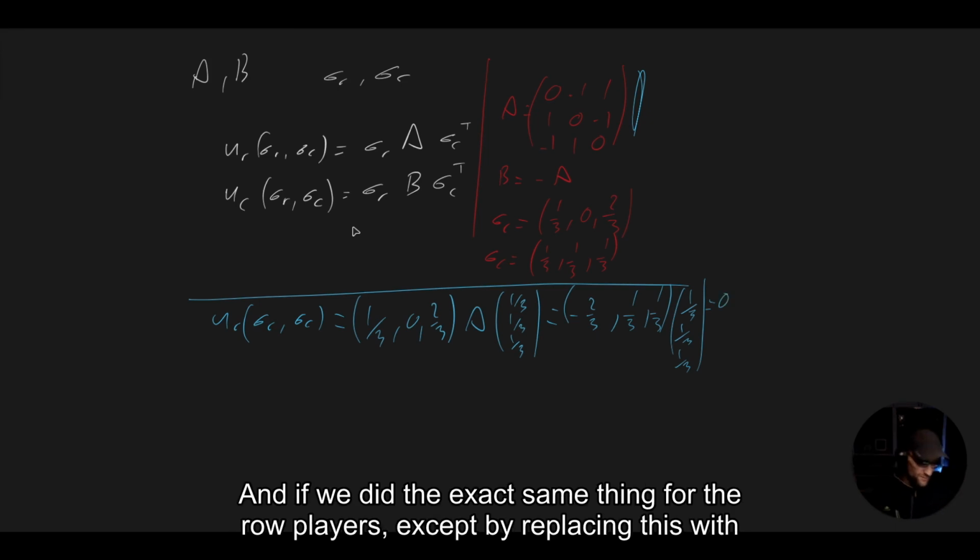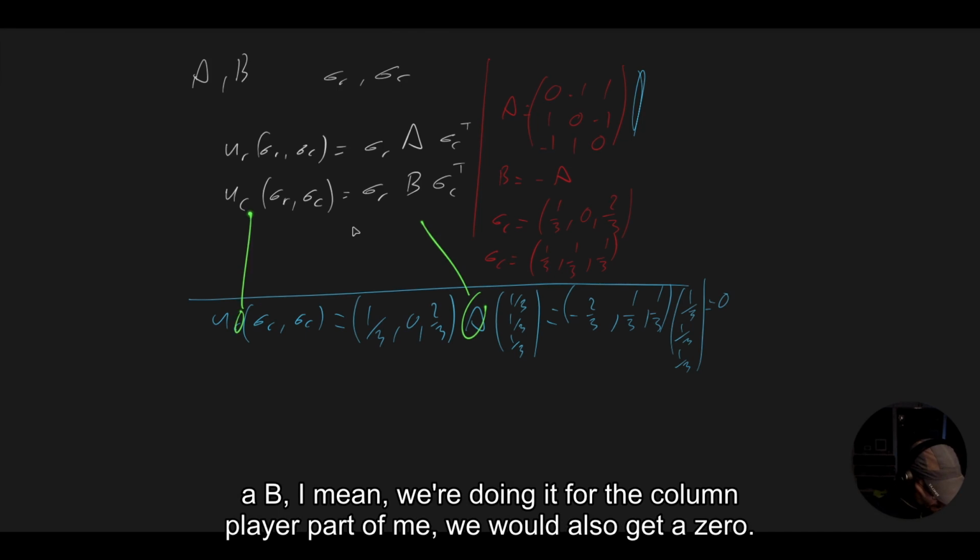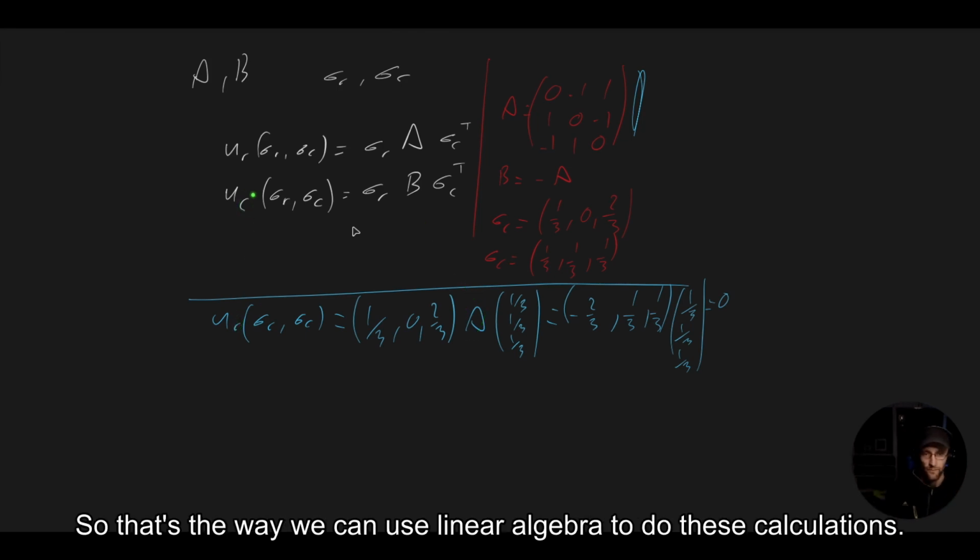And if we did the exact same thing for the row player, except by replacing this with a B, when we're doing it for the column player, pardon me, we would also get a 0. So that's a way we can use linear algebra to do these calculations.